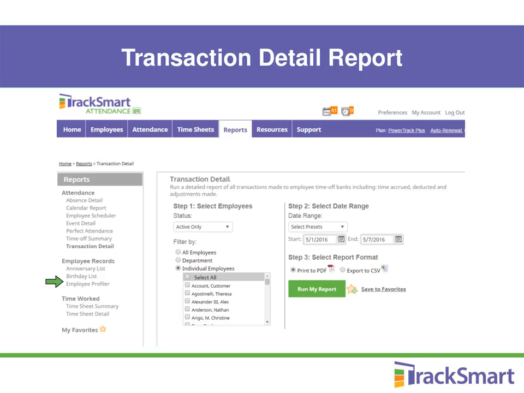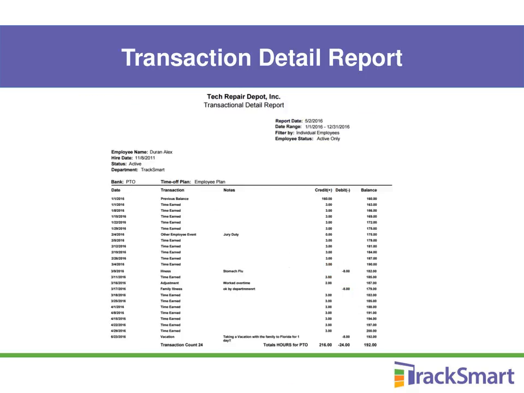Let's take a look at an example of what this very informative report looks like. In this example, you can see a breakdown of the employee's current year transaction details. Here we see all time earned, employee events, time off, and adjustments that have been made for this current year. Also, the employee's total time added, deducted, and available time bank time. In this example, we are looking at the PTO or paid time off bank.